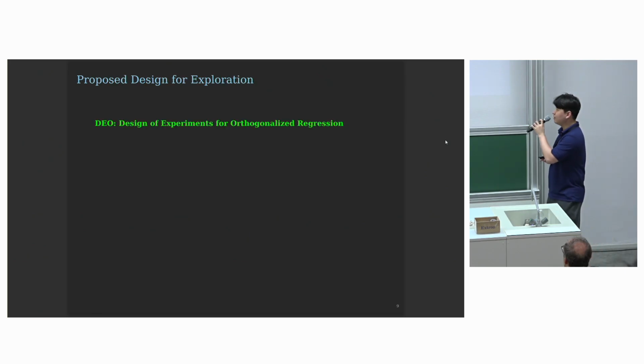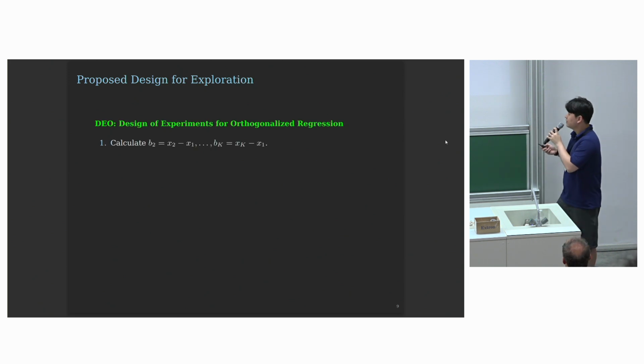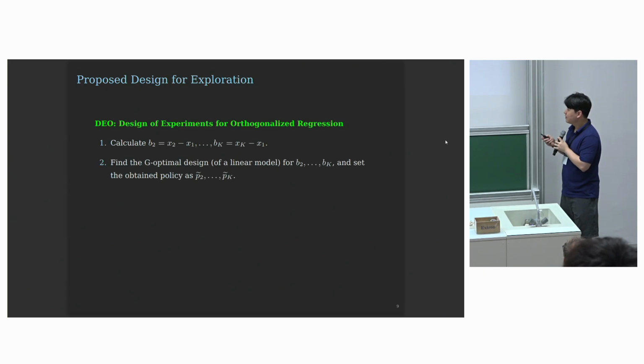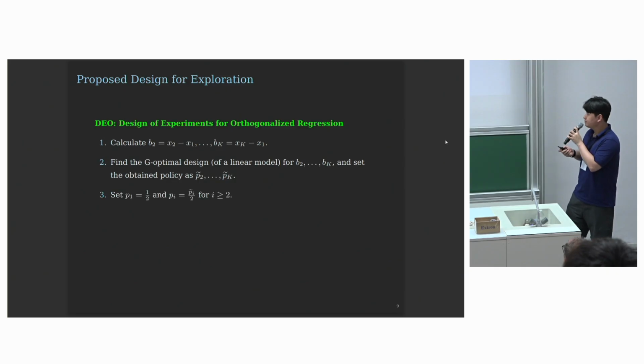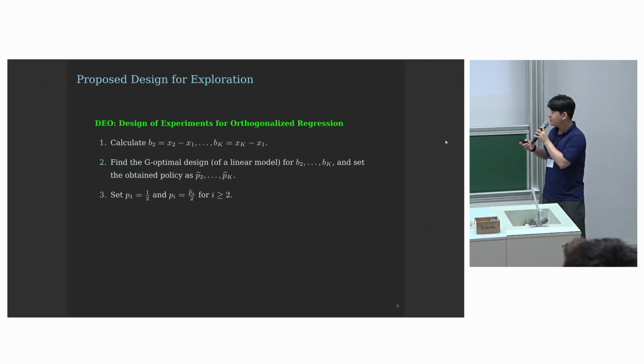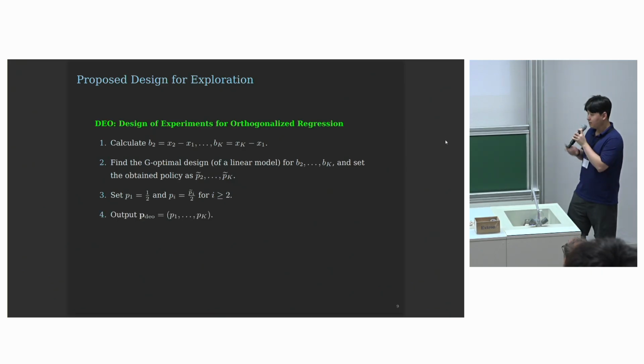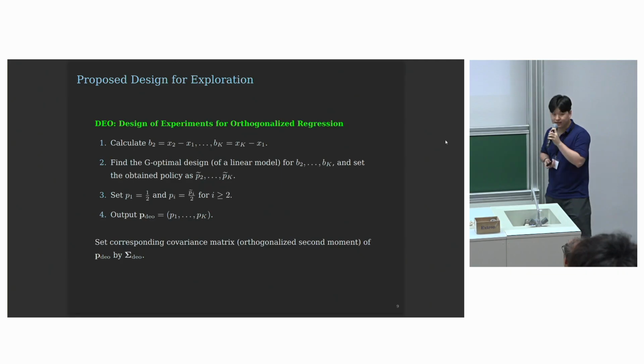Now I'd like to present our algorithm to find an exploratory policy. We named it DEO. First, calculate bi, where bi is xi minus x1. Then find the G-optimal design for features b2 to bK. This G-optimal design is the standard linear bandit G-optimal design, and we write it as tilde P. Finally, we set our policy as P1 equal to half and Pi equal to tilde Pi over 2. We denote our final policy as P DO, and also set the corresponding covariance of our policy as sigma DO.